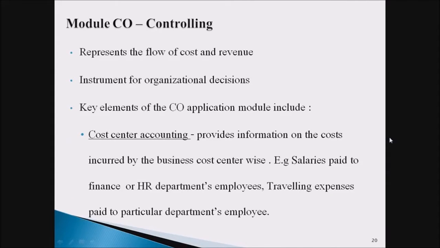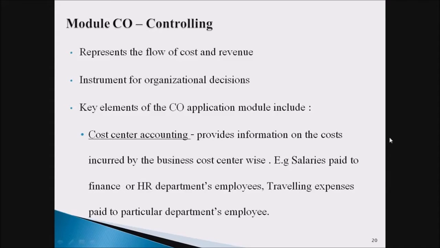So what do we do here? CO represents the flow of cost and revenue, instrumental in organizational decision making. These are the key elements on the CO side. The first important area which we talk about here is cost center accounting. It provides information on costs incurred by the business, cost center-wise.